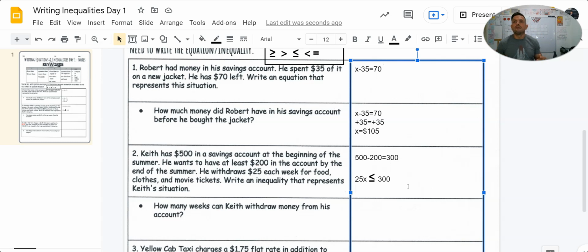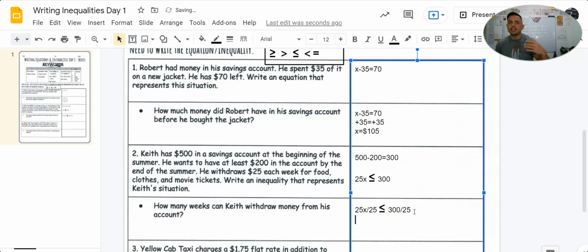All right, now we're asked how many weeks can Keith withdraw money from his account. So basically we're asked to solve it. Let's do that here in the next line. We have 25 times x is less than or equal to 300. Well, what undoes multiplying by 25? That would be dividing by 25. So I'll put divided by 25 on the right over here. I used a little slash because getting a fraction bar would be next to impossible. Divide by 25 on that right side.